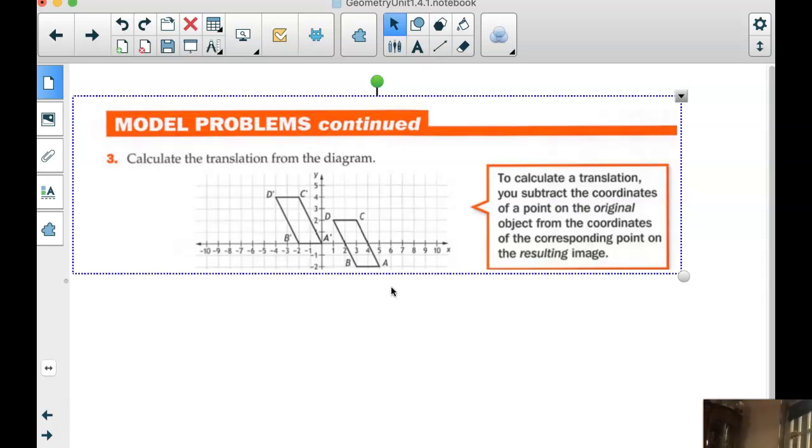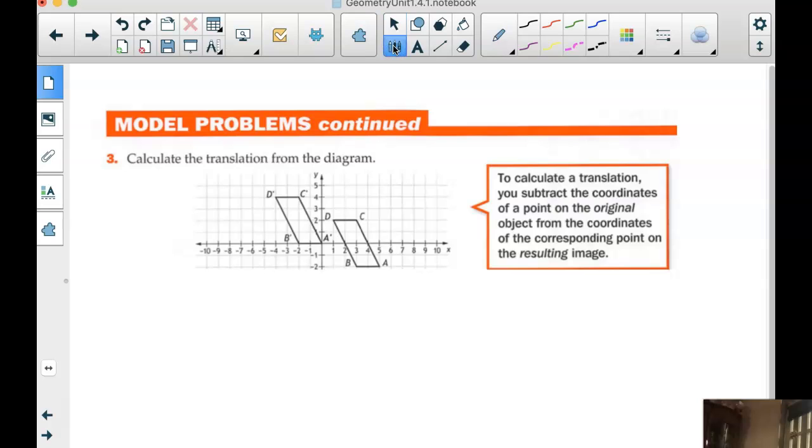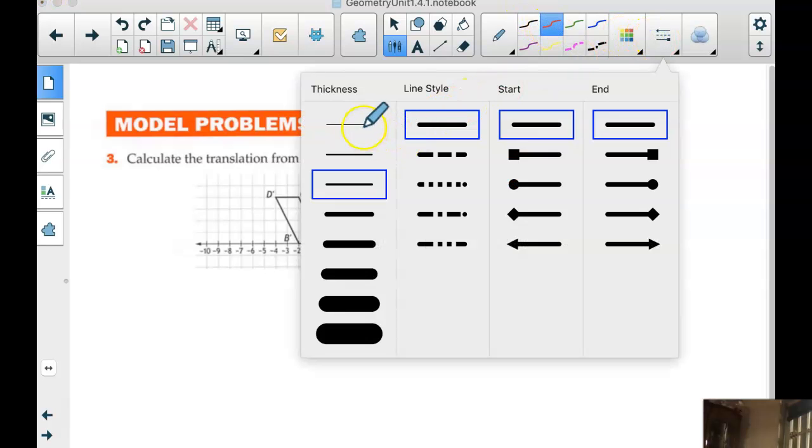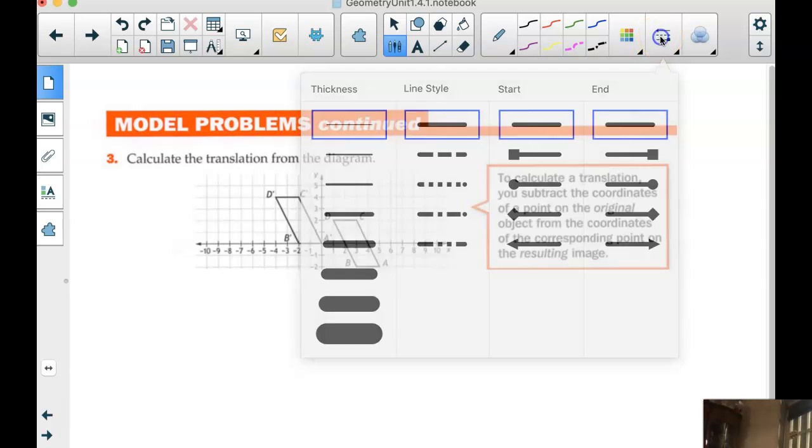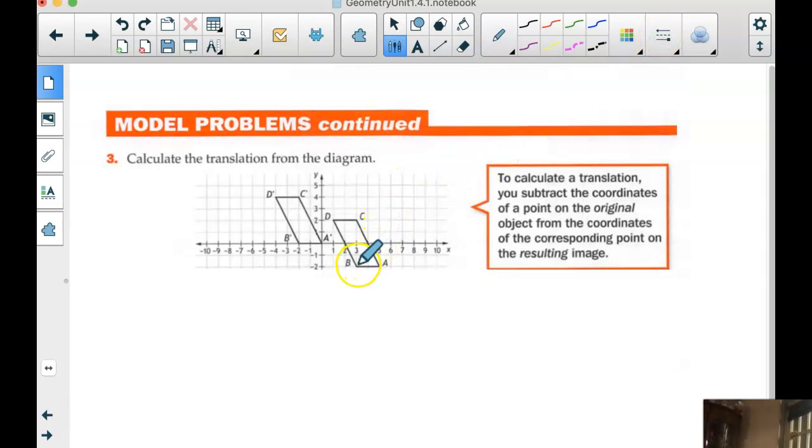Okay, so I think I'm going to go from B to B prime. And I like to start with the X's first, because I just think that's going to be easier for us. I don't know. Okay, so how many spaces am I moving over? 1 little, 2 little, 3 little spaces, 4 little, 5 spaces. Okay, and how many am I moving up?